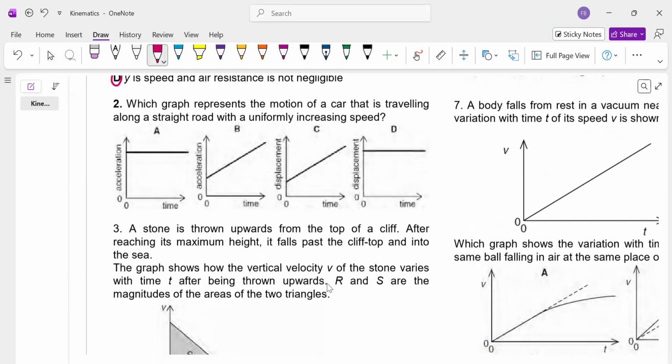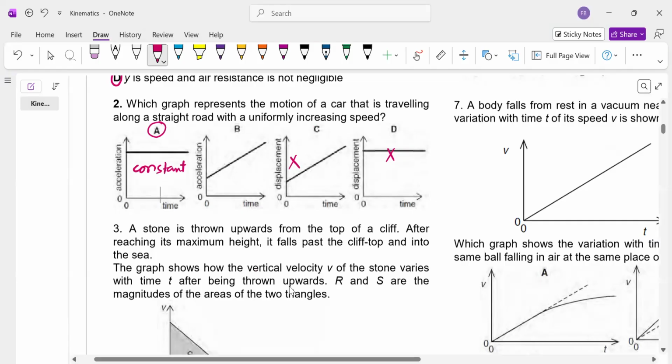Firstly, eliminate these two, C and D, because in these they have mentioned displacement. Speed is not related to displacement, so you can eliminate these two options. Now you have A and B, and uniform speed. So it is option A, because whenever you have uniform increase in speed, it means the acceleration will be constant.